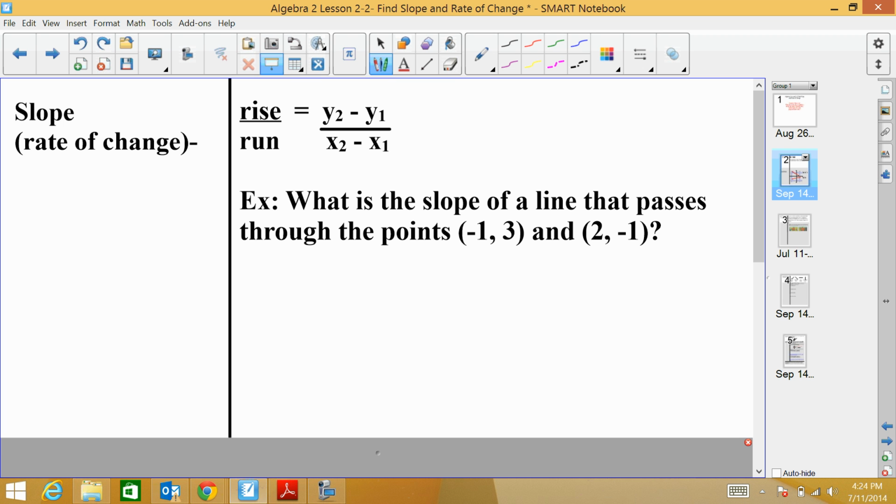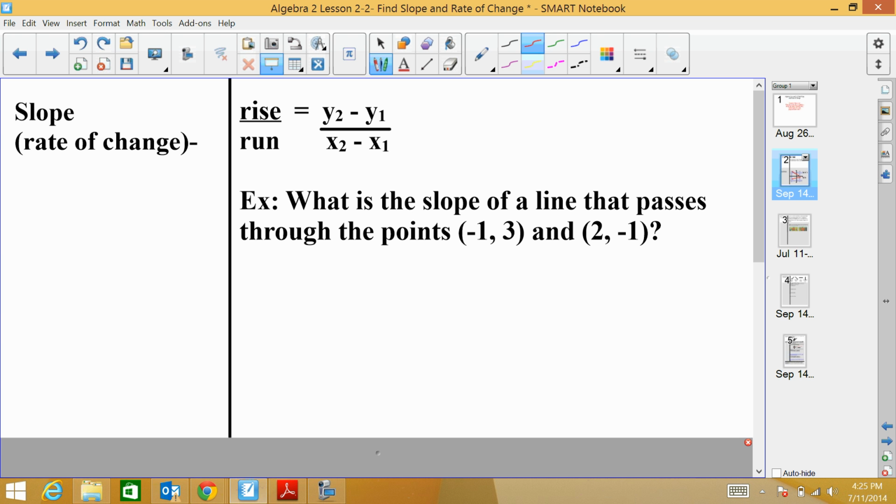All right, so slope, otherwise known as rate of change, is the rise over the run. So how much something changes vertically compared to how it changes horizontally gives you the slope. And the formula to find the slope between 2 points is y2 minus y1 over x2 minus x1. So they're asking us to find the slope of a line that passes through the points (-1, 3) and (2, -1). So to do that, we can simply use our formula.